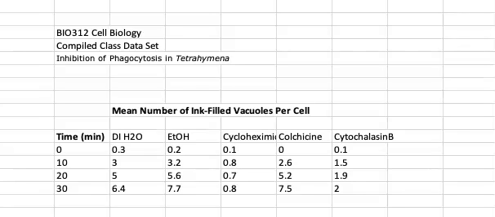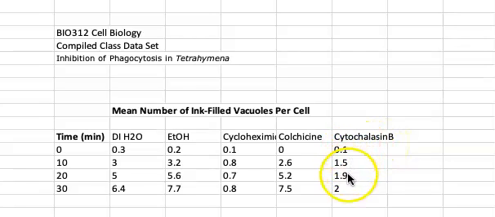So let's just recall from the protocol how this table was generated. Remember that the Tetrahymena were examined at different time intervals: at the start of the experiment, after 10 minutes of exposure, 20 minutes, 30 minutes. And we had 5 groups in total. We had 2 control groups, the distilled water and ethanol. Those were the 2 solvents. And then we had 3 treatment groups. We had cycloheximide, colchicine, and cytochalasin B.